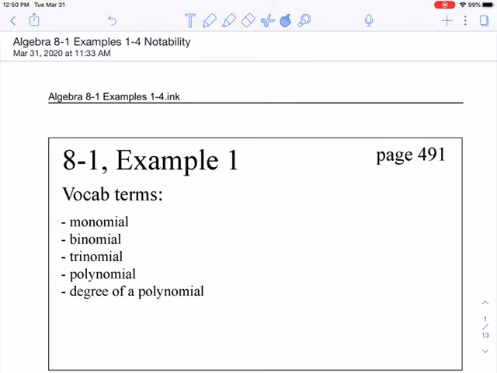Okay? And a trinomial is three monomials that are being added or subtracted to each other. Same thing as the binomial. And then when they talk about a polynomial, it can mean any number of them. So a polynomial can mean a monomial. It can mean two monomials being added or subtracted, 3, 4, it doesn't matter.